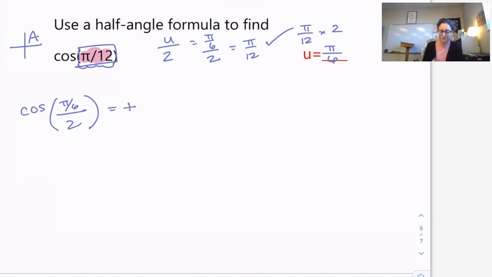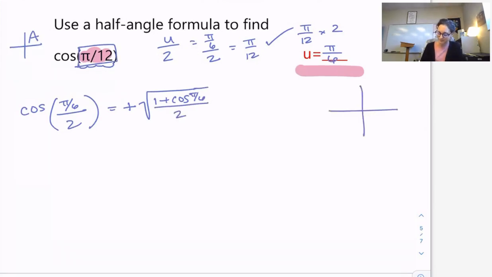So I'm going to choose the plus sign there. Okay, and now let's keep going with our formula. So I've chosen the plus, then it goes 1 plus cosine of u, which remember is pi over 6, so cosine of pi over 6 all over 2. Okay, and now we can just simplify that.